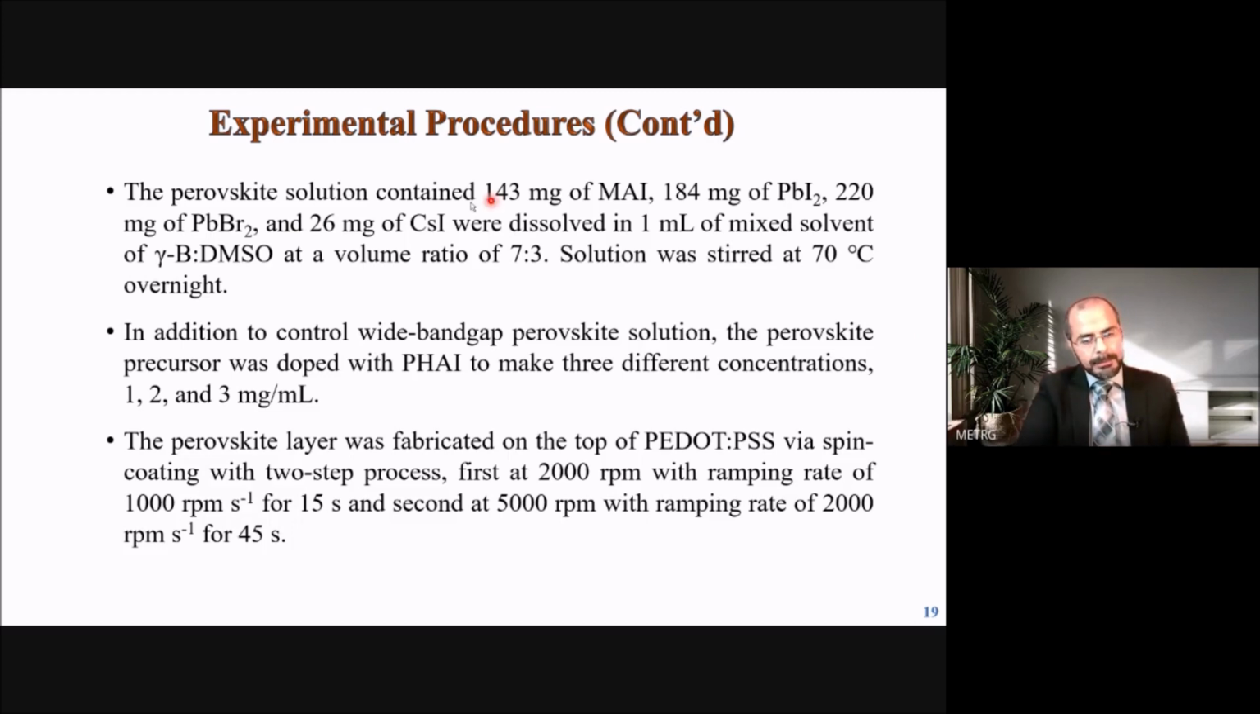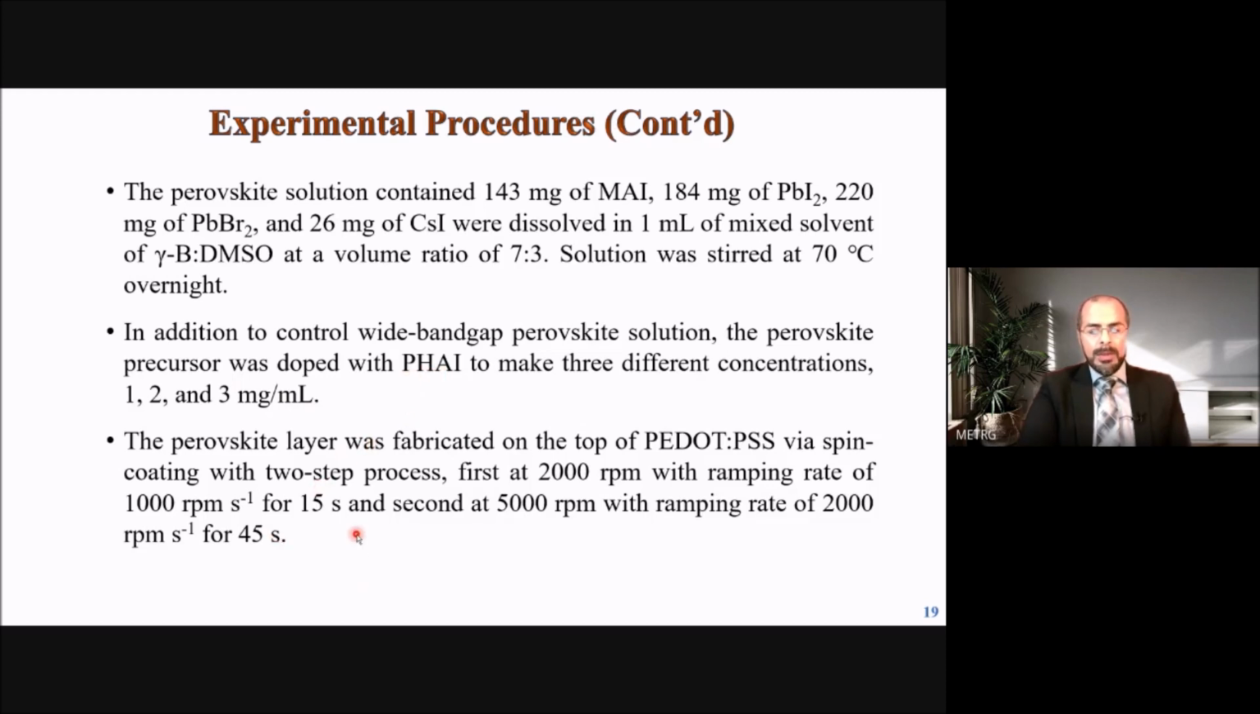In addition, we will make 4 conditions where we have 0, there is no PHI agent, or we have 1. These are the different conditions. We have 0, we have 1, 2, and the last one is 3 milligrams per milliliter for the PHI.